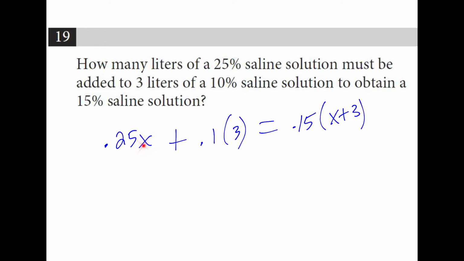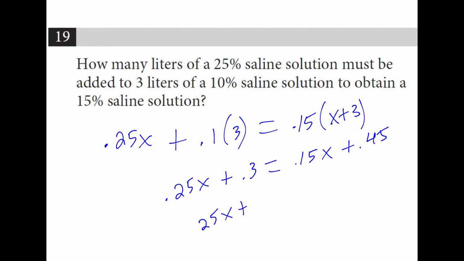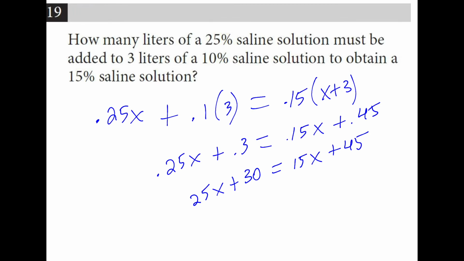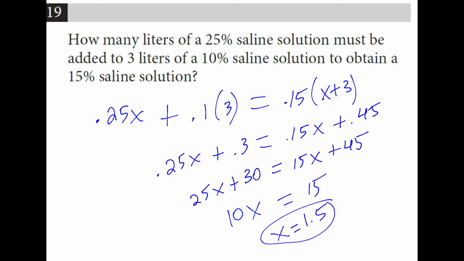I have some unknown number of liters, and I have 3 liters. So over here, if I want the total number of liters, it's the unknown plus 3. You could multiply everything by 100 if it made it easier. So you have 25x plus 30 is equal to 15x plus 45. When we move the x's to the left, we have 10x, and the numbers to the right, we have 15. If I divide both sides by 10, the answer is 1.5.